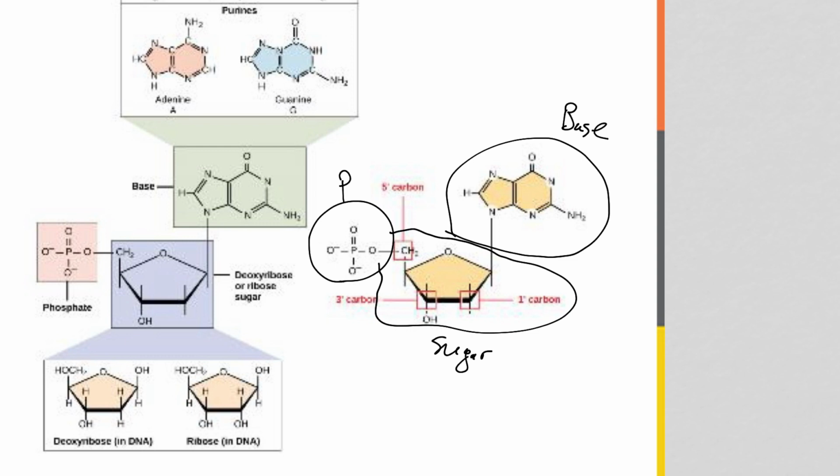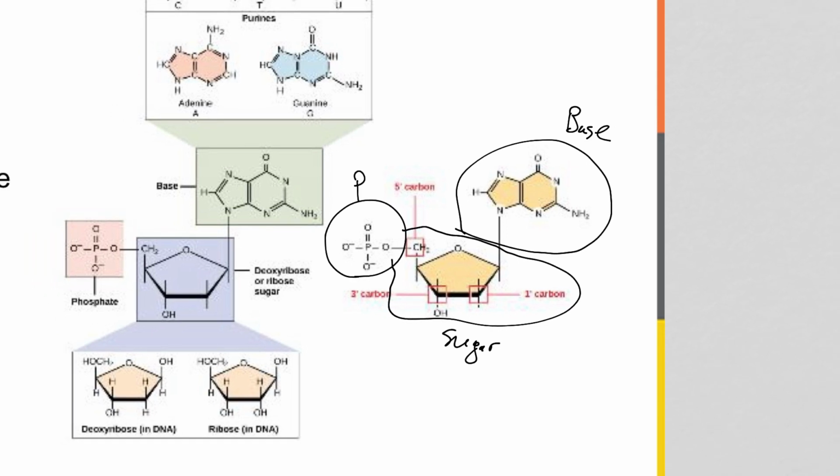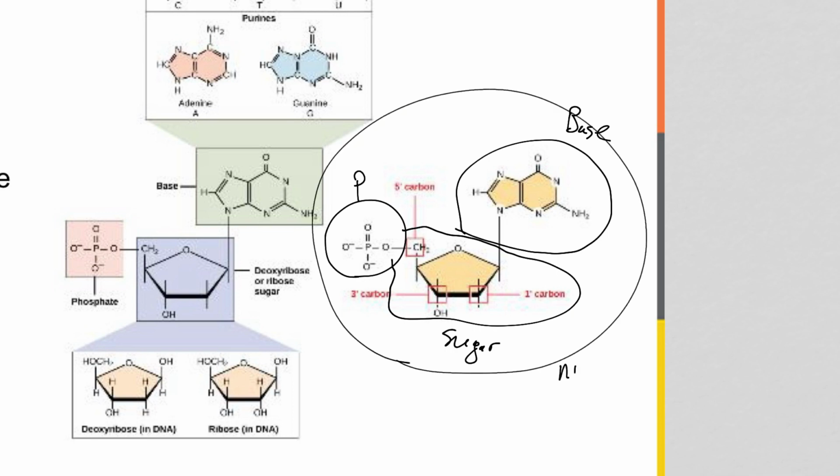The phosphate and the sugar really never change. They're the same in every nucleotide. We call the monomers, this entire thing together, one nucleotide, right? That's what we use to make chromosomes, to make your DNA out of. The base is the part that's variable.